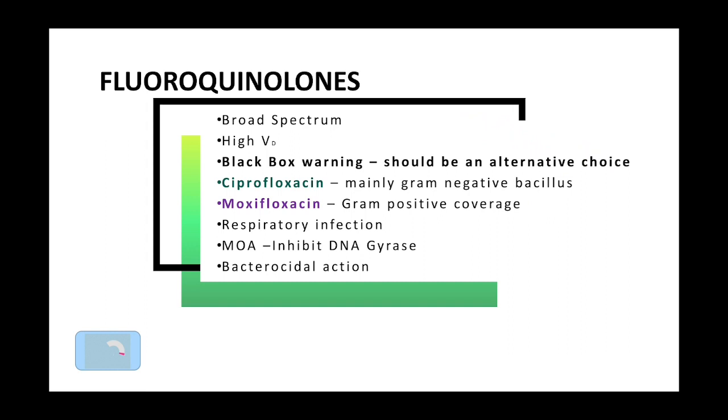Ciprofloxacin is mainly active towards gram-negative bacilli, mainly Pseudomonas species, but moxifloxacin and levofloxacin have more coverage towards gram-positive aerobes. The dose given for ciprofloxacin is 500 mg BD, for moxifloxacin the dose is 400 mg OD, and for levofloxacin it is 500 mg OD. Usually, fluoroquinolones are considered for respiratory infections caused by respiratory pathogens. The mechanism of action is that it inhibits DNA gyrase and it has a bactericidal action.